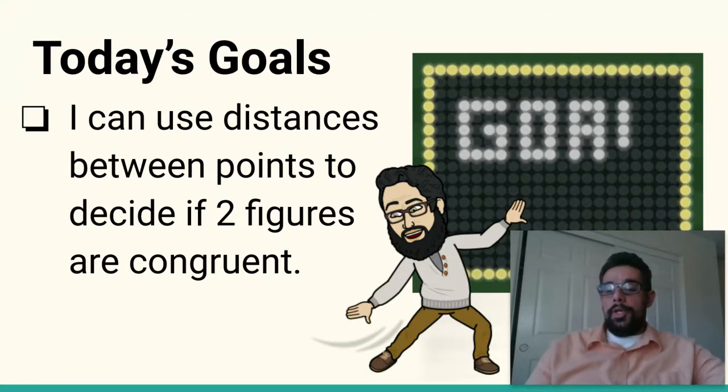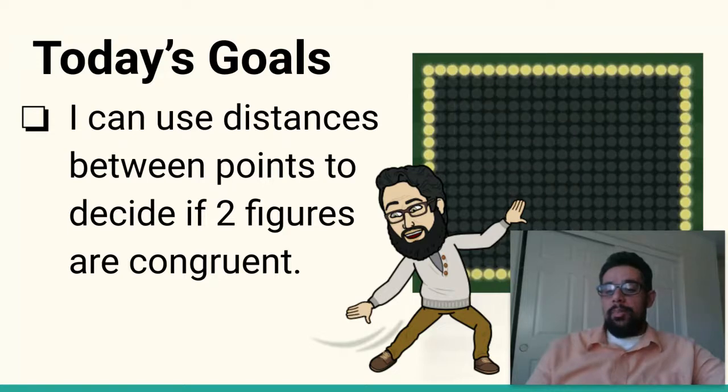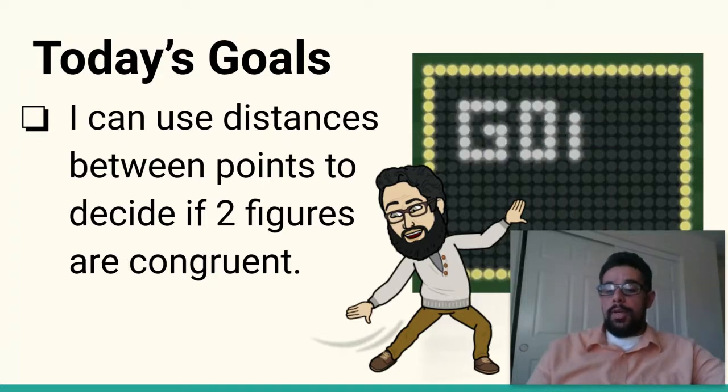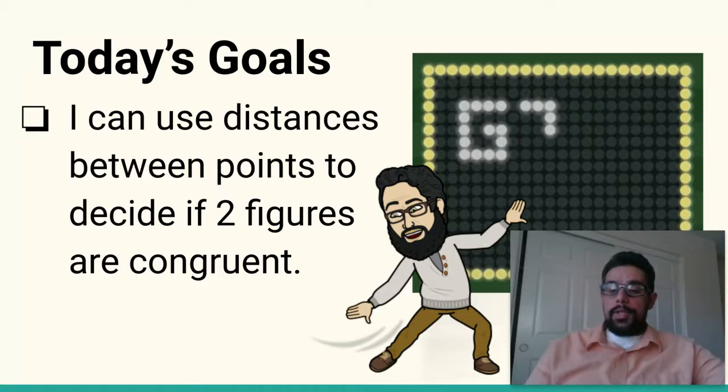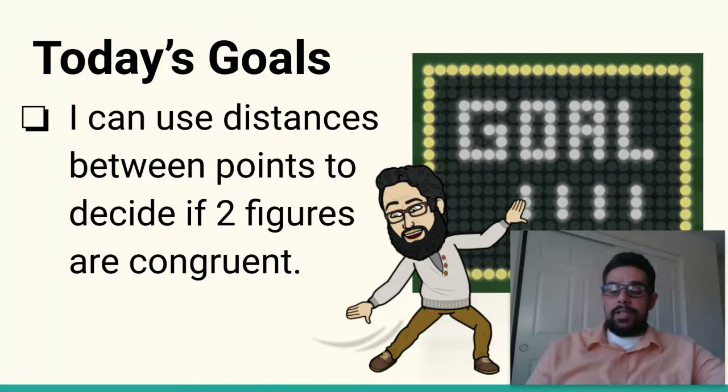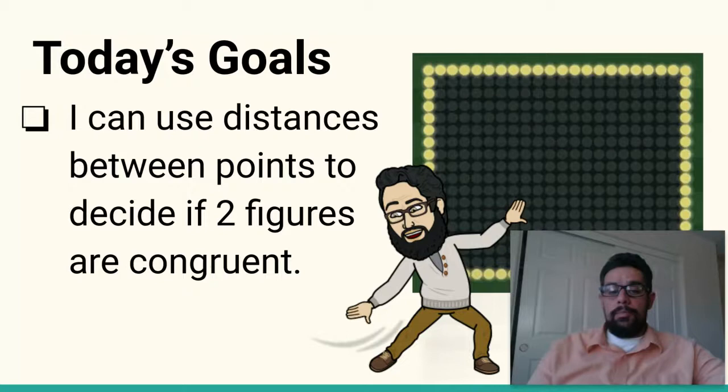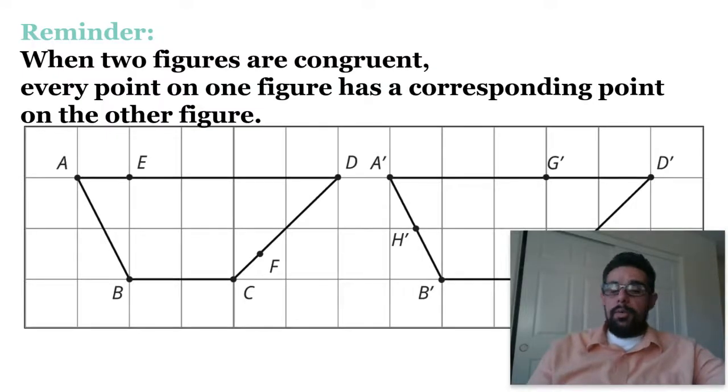Before, we were looking at the side lengths and the angle measures of the figures to see if they are congruent. In today's lesson, we are shifting and looking at points, lines, or distances that are not necessarily a part of the figure. And just a reminder, when two figures are congruent, every point on one figure has a corresponding point on the other figure. This is what we did in our warm-up.